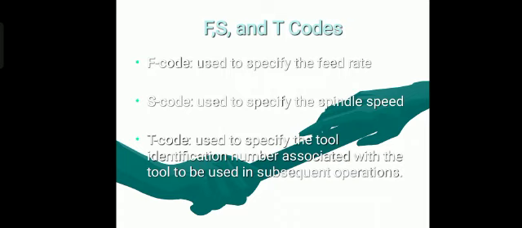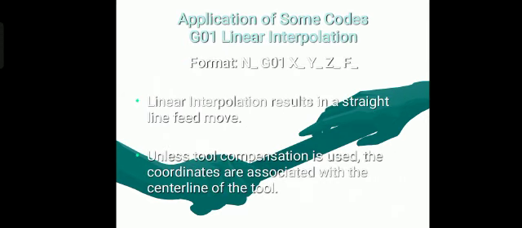F, S and T codes. F code is used to specify the feed rate. S code is used to specify the spindle speed. T code is used to specify the tool identification number associated with the tool to be used in the subsequent operation.